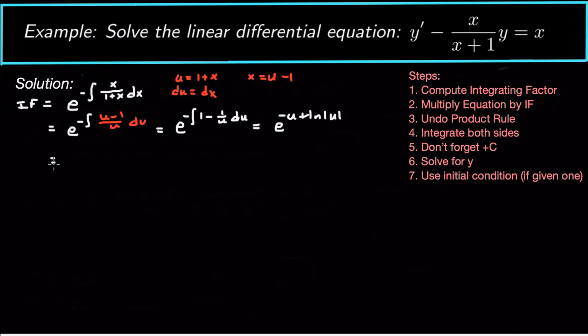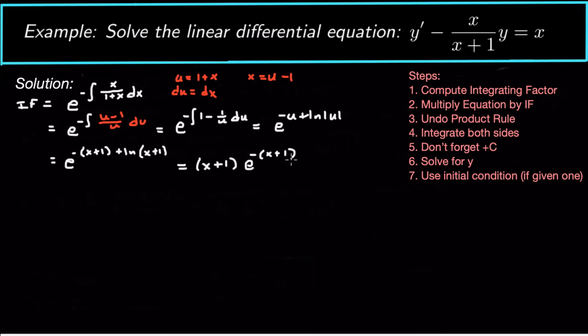So this is all just for the integrating factor. It's a little tedious, but this is really e to the negative, and then u is x plus 1, so put x plus 1 here, plus natural log of x plus 1. Now e to the natural log is really just the input, so that's going to be x plus 1 times e to the negative x plus 1. So that itself is our integrating factor.